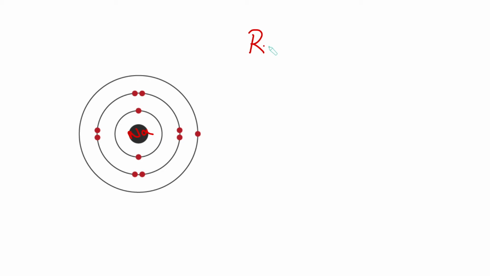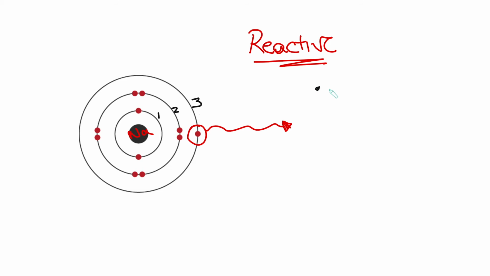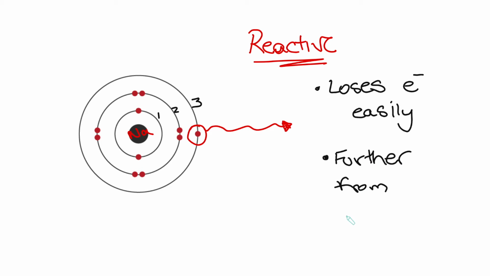Now, sodium is very reactive because it's quite easy for it to give up or lose the single electron in its outermost shell, especially because this lonely electron is also 3 entire shells away from the nucleus, meaning it's less strongly held by the electrostatic force of attraction from the protons.